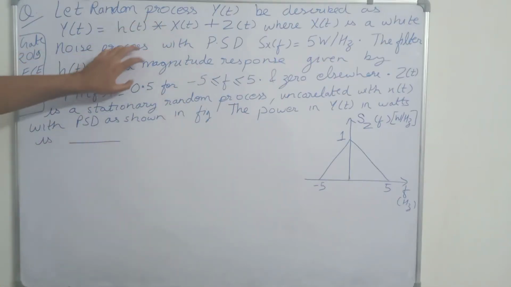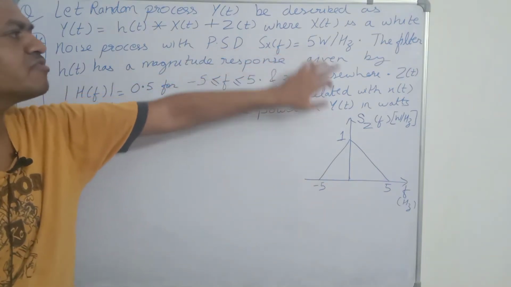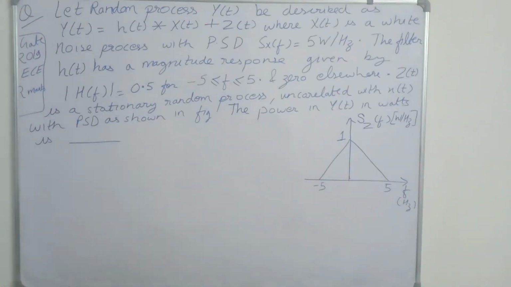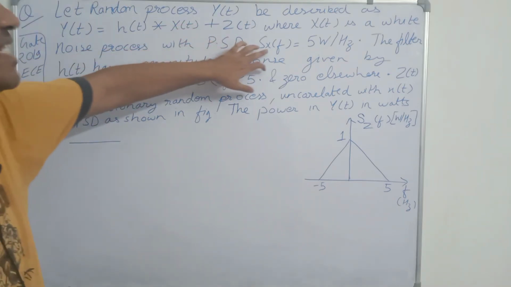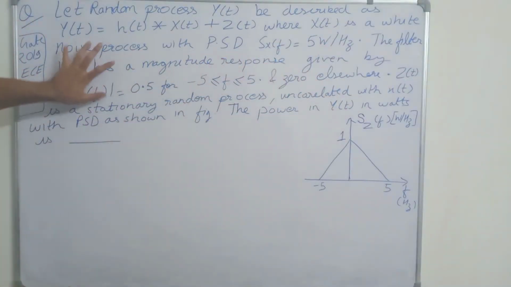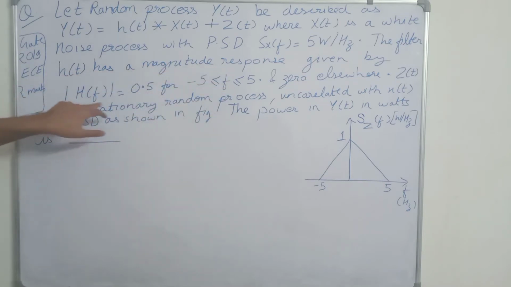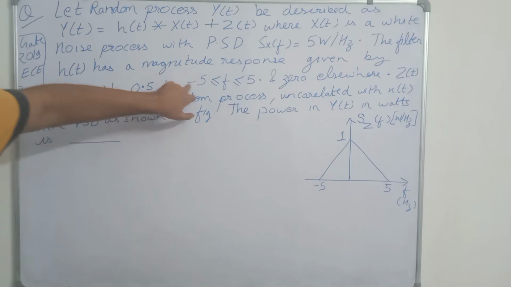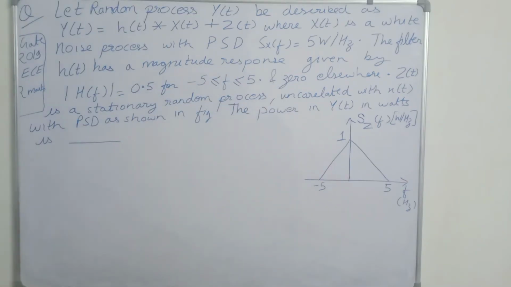So x of t is a white noise with power spectral density Sx of f equal to 5 watt per hertz. White noise obviously has a constant power spectral density over the whole frequency range. So this x of t also has a power spectral density Sx of f equal to 5 watt per hertz over the entire frequency range. Then h of t is a filter which has a magnitude response given by mod h of f equal to 0.5 for minus 5 to 5 frequency and 0 elsewhere.